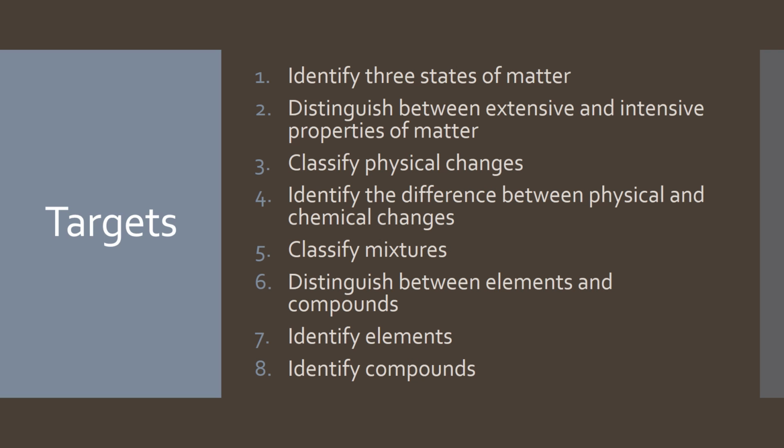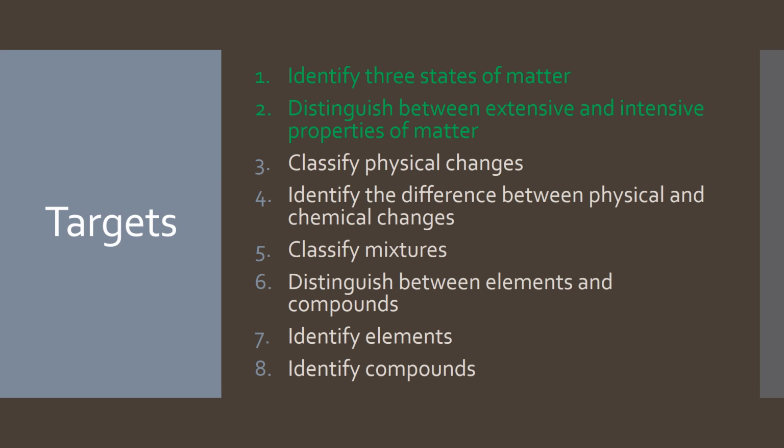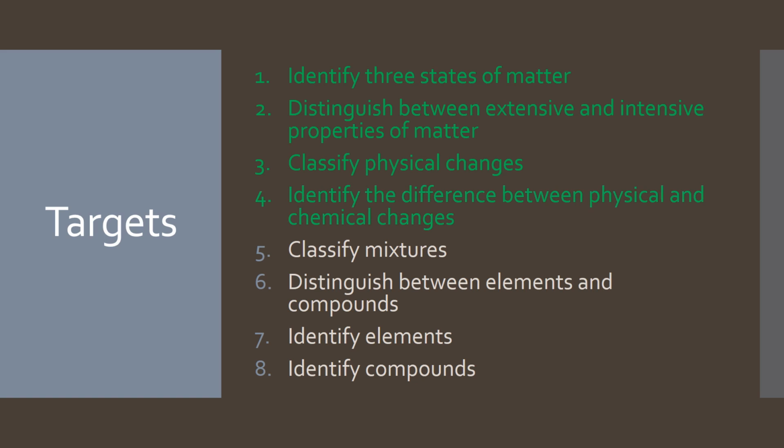In this video, we talked about the 3 states of matter: solid, liquid, gas. We distinguish between extensive and intensive properties. Extensive properties depend on the amount that you have. Intensive properties do not depend on the amount of matter you have. Physical changes are changes that change the shape or structure, but not the composition of the matter. The difference between a physical and a chemical change is that chemical changes always change the composition of the type of matter you have.